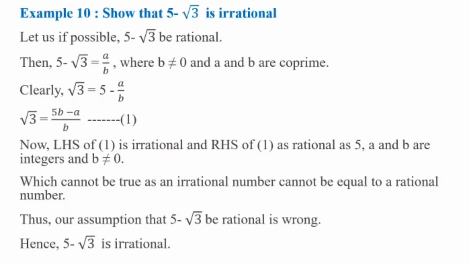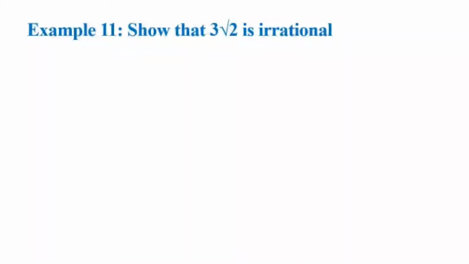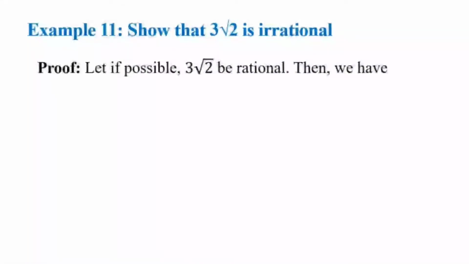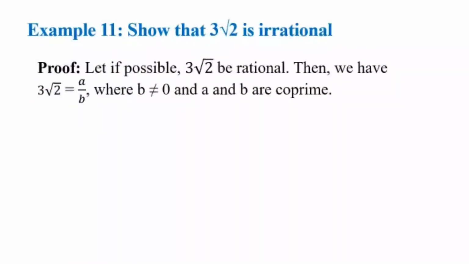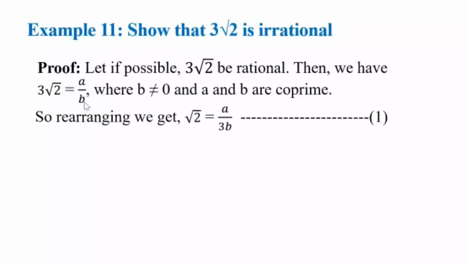Let us take one more question of the same type quickly. Show that 3 root 2 is irrational. Exactly on the same lines we'll be doing it as the previous question. So let, if possible, 3 root 2 be rational. Then we have 3 root 2 is equal to a upon b, where b is not equal to 0 and a and b are co-prime. So I take this 3 to the denominator and I get root 2 is equal to a upon 3b.